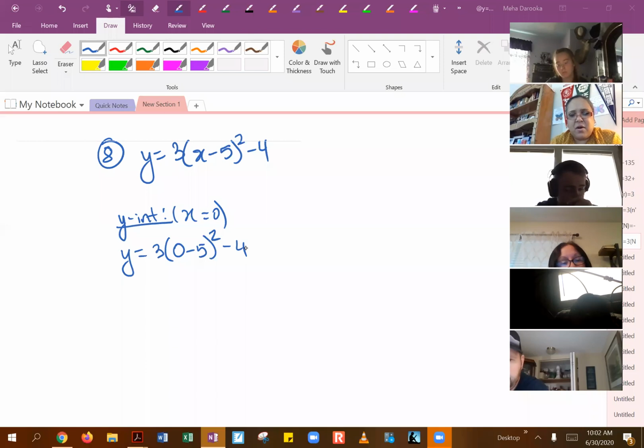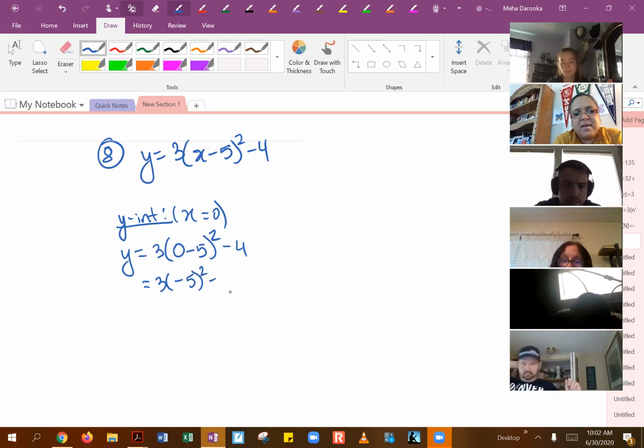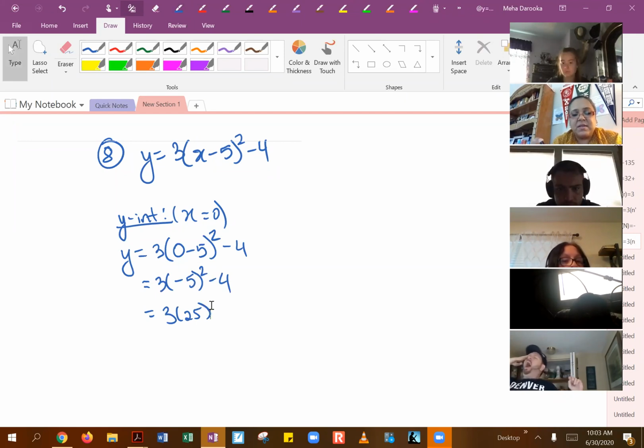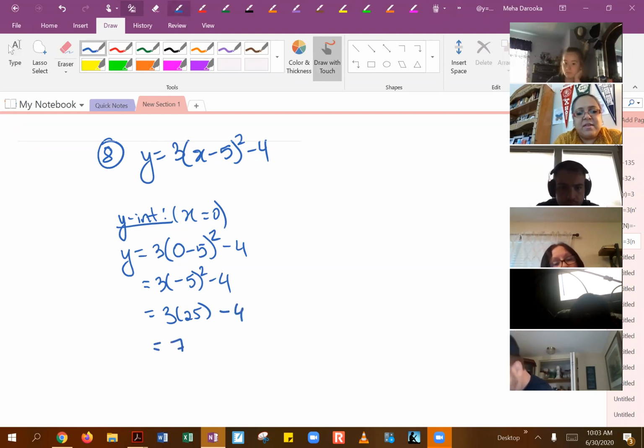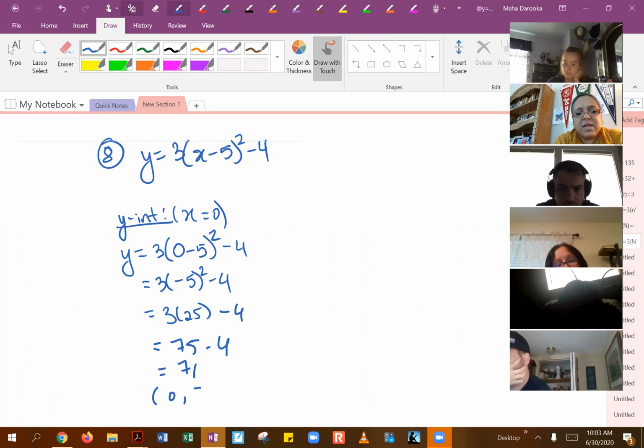Okay, I've got 71 from Meredith. So let's see. This would be 3 times... of course, 0 minus 5 is negative 5. So that would be positive 25, right? Negative 5 squared. Then you are doing 3 times 25, which would give us 75. And then you're doing 75 minus 4, which gives you 71. So, of course, our ordered pair for the y-intercept will be (0, 71).